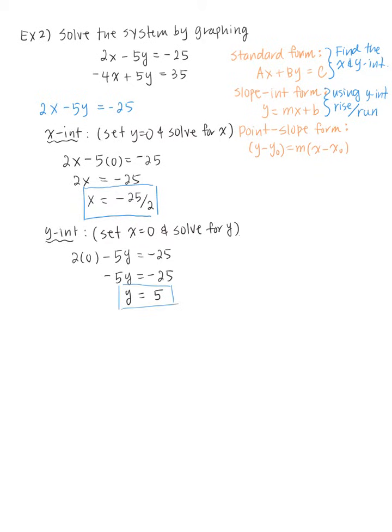Now let's do the same thing for the second equation, which is negative 4x plus 5y equals 35. So let's go with the x-intercept. Again, you're going to set y equals 0 and solve for x. So you have negative 4x plus 5 times 0 equals 35. So this is negative 4x equals 35. Dividing by negative 4 on both sides, you get x equals negative 35 over 4.